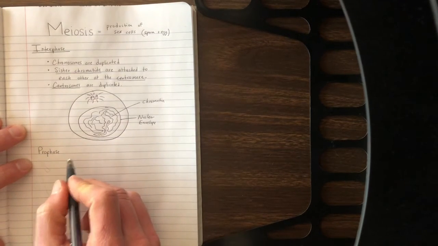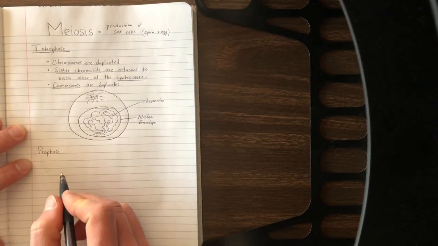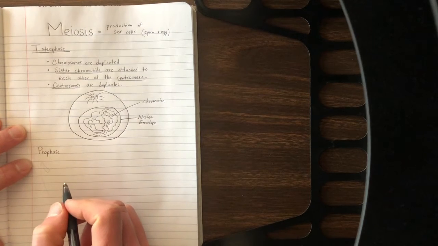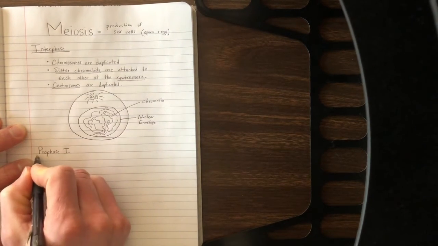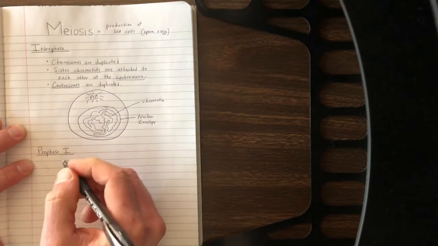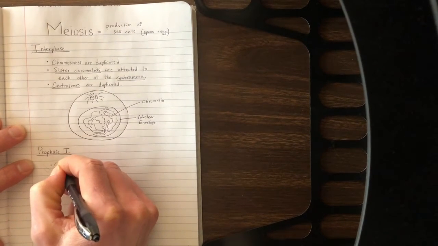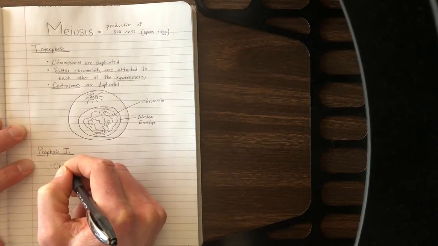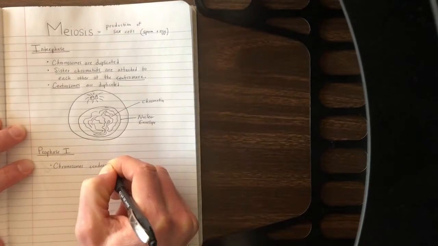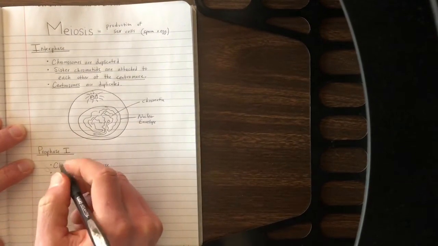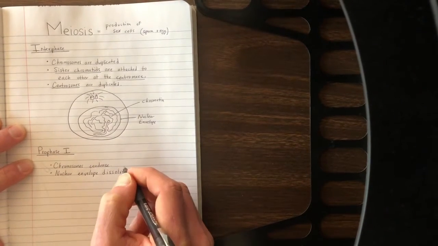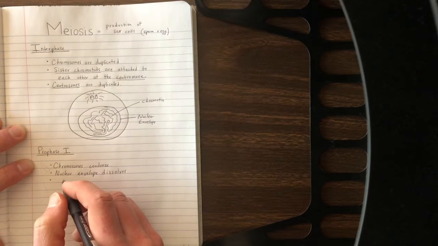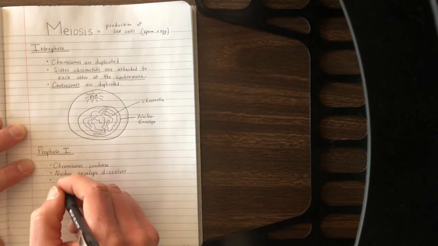The next step is prophase. But in meiosis, prophase, prometaphase, metaphase, anaphase, and telophase all happen two times. So we're going to identify this as being prophase 1. In prophase 1, those chromosomes condense. The nuclear envelope dissolves. Homologous chromosomes bind to form what's called a tetrad.